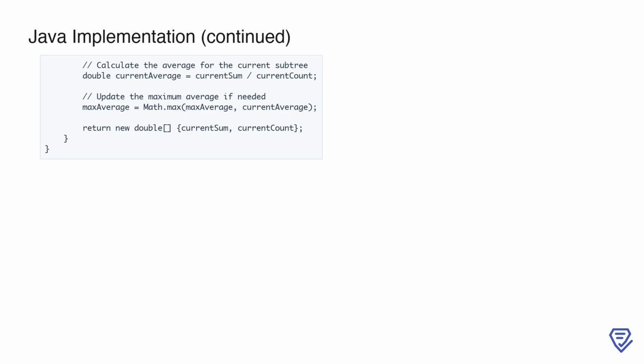Finally, the method returns an array containing the current subtree's sum and count, allowing the parent node to use these values in its own computation. This recursive process ensures that we evaluate every subtree in the tree efficiently and update the maximum average correctly.